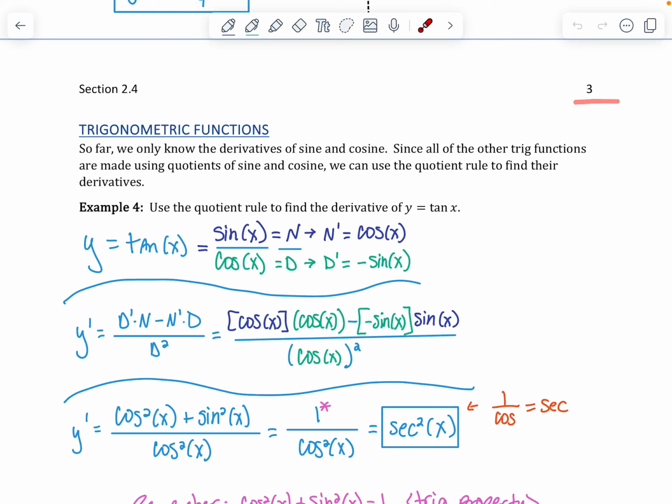Section 2.4, page 3. Now let's go ahead and talk about derivatives of trigonometric functions. So far we've discussed the derivative for the sine and the cosine, but we haven't talked about the other trig functions, but we can now, because essentially they're all quotients of a sine or a cosine, and therefore we can use the quotient rule to find their derivatives.